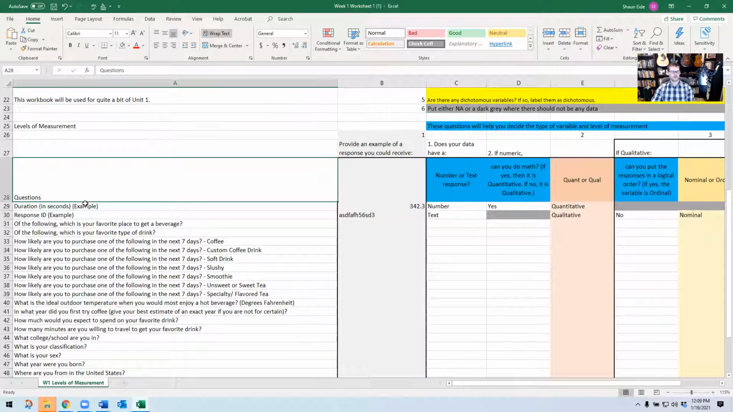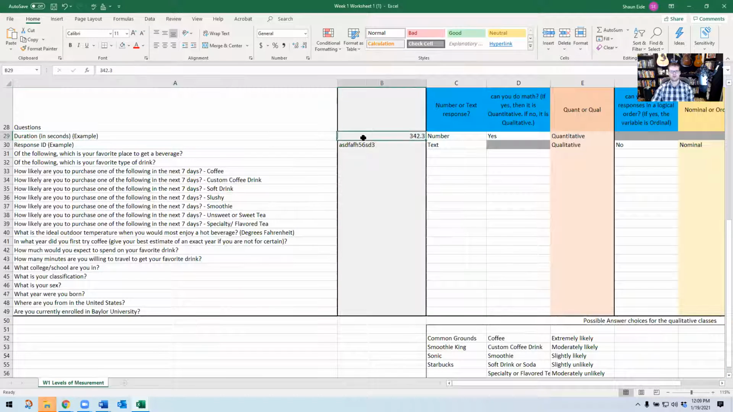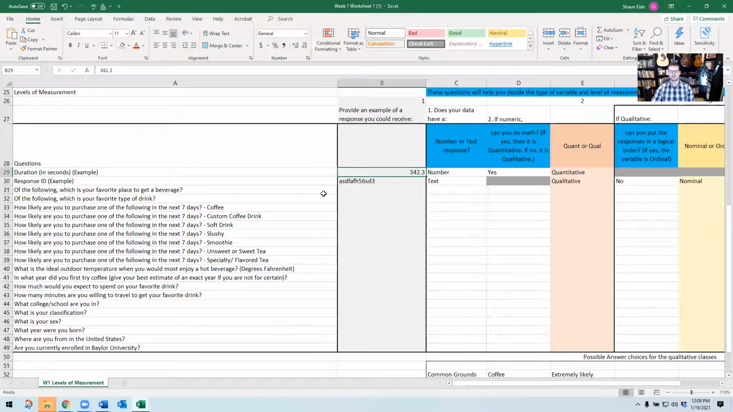So let's come down here. So here's the different questions. Duration. Duration is the amount of time that it takes for an individual to complete the survey. So for example, it could be 342.3 seconds. That's how long it takes for somebody to complete the survey. And the next thing is, is it a number or a text? And it is a number. So we're going to put number.